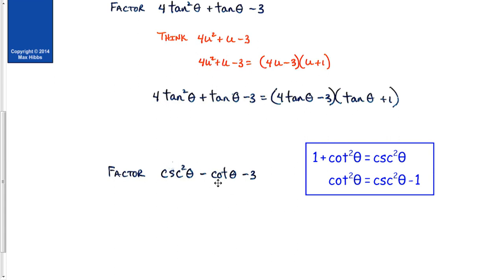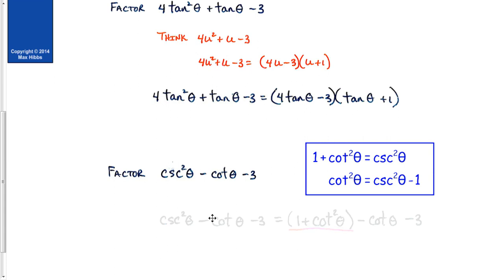And cosecants can be replaced with cotangents in this fashion, cosecant squares, that is. See, cosecant squared theta is the same as 1 plus cotangent squared theta. And like we did above, we could replace cotangent squared theta with cosecant squared theta minus 1 by just subtracting a 1 on both sides. But what we need to do is replace cosecant squared theta.